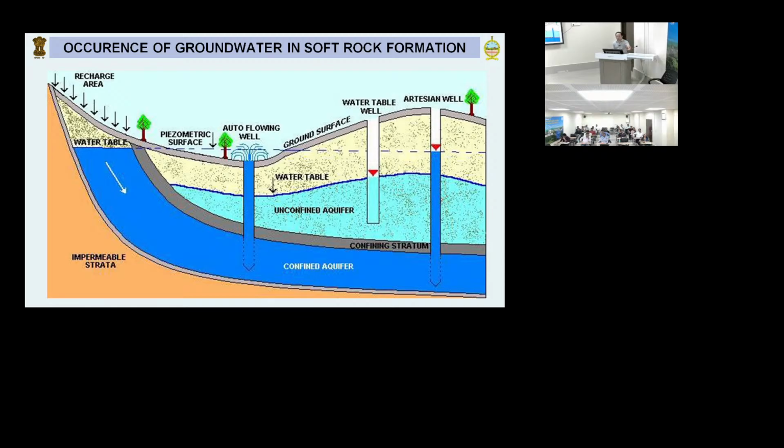Basically, the occurrence of groundwater can be in soft rock or hard rock. Soft rock is like alluvium, or we can say sand, gravel, pebble, or sand, clay, silt. Those are the soft rocks, and you can see that. Earlier I explained unconfined aquifer and confined aquifer, which can be in soft rock. The impermeable strata can be a clay zone, and beyond that it can also be a basement rock.